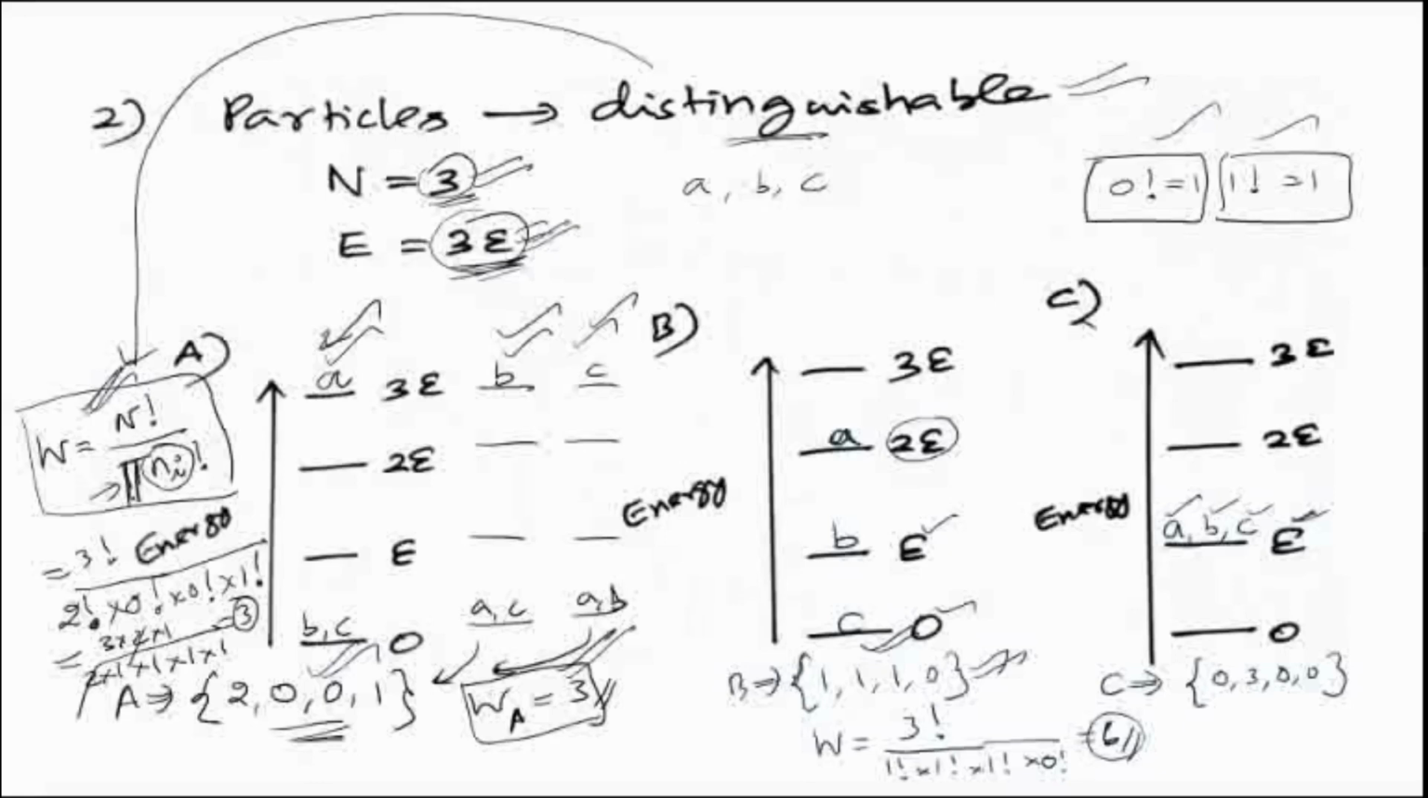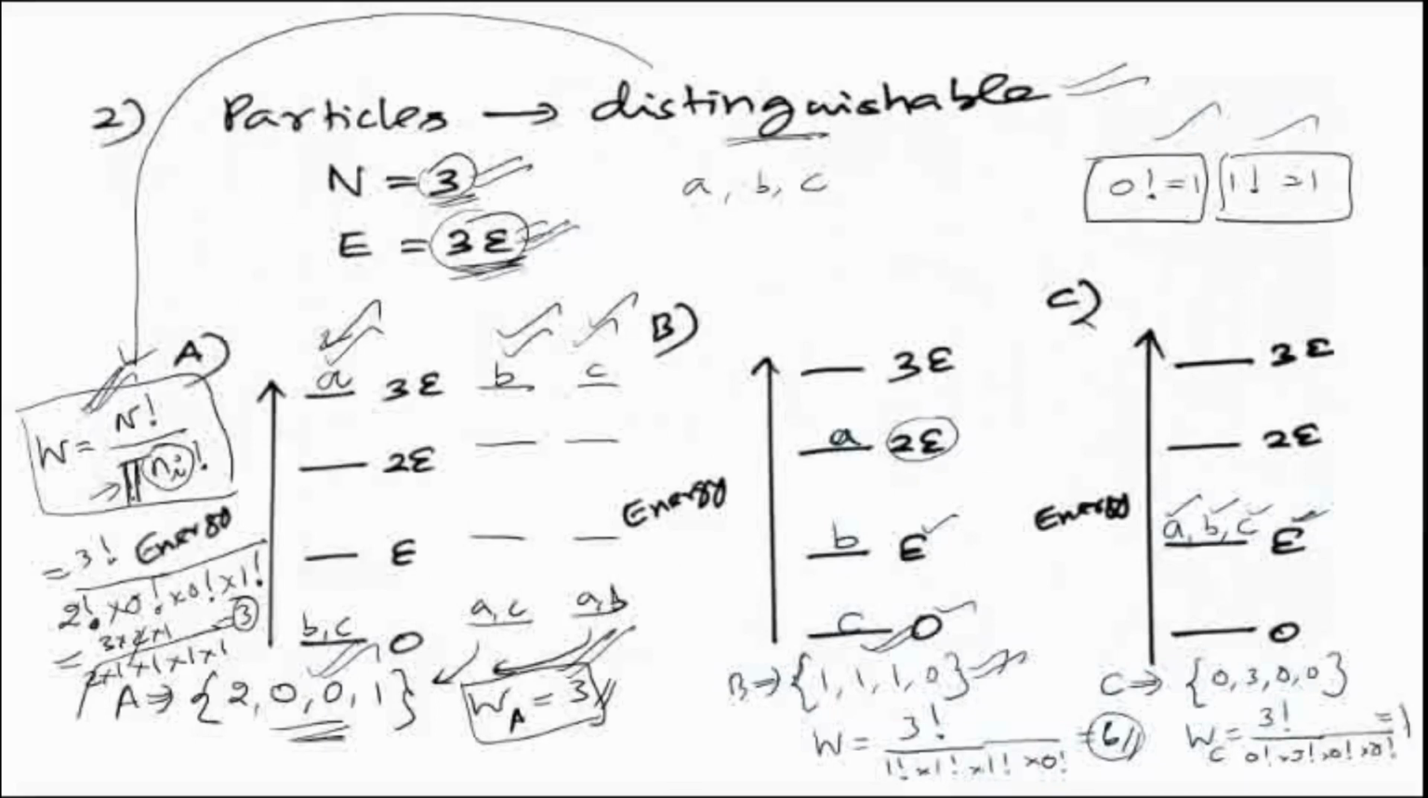Now what is the number of microstates associated with the macrostate C? How many microstates are associated with the macrostate C? One. Yes, participant, any doubt? I think you said the answer, you said 1. Yes, it's correct. The total number of particles is 3, so 3 factorial divided by ground level 0 factorial, next level 3 factorial, next level 0 factorial, next level 0 factorial. So the answer is 1.